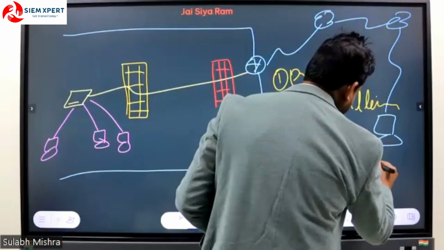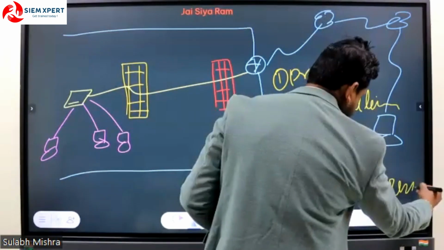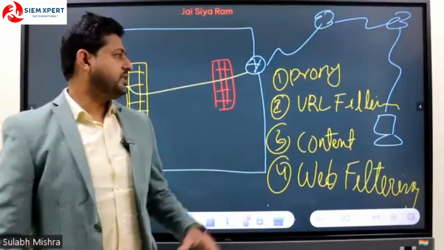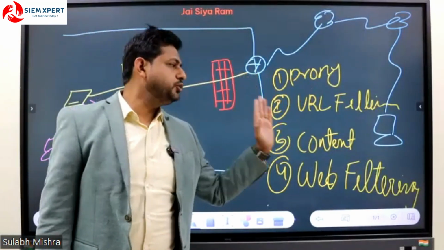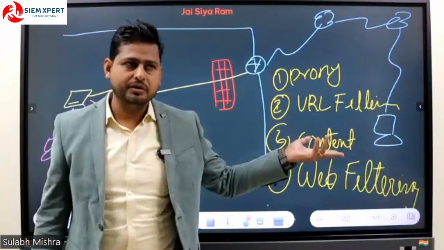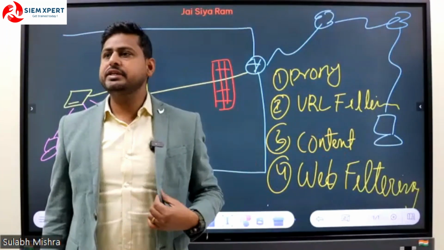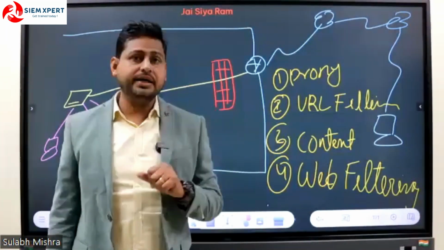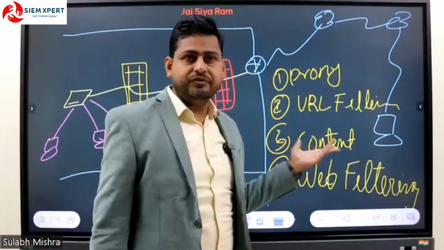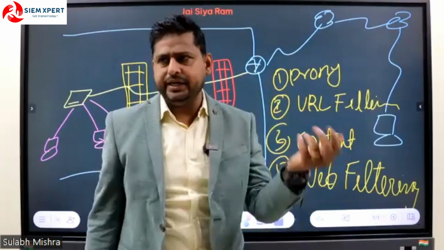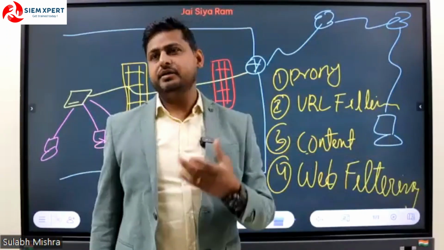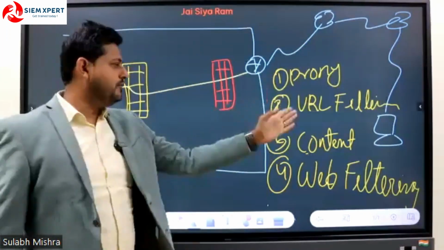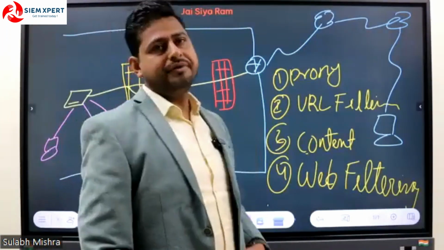Web means website, right? Either you call it proxy, the main name is proxy. We call it a URL filter because after all, it filters out the URLs. What URLs you access, it filters out. Content filtering, URL is a kind of content only. Web filtering, it's a website, it filters out. The proxy is also called URL filtering, content filtering, or web filtering.